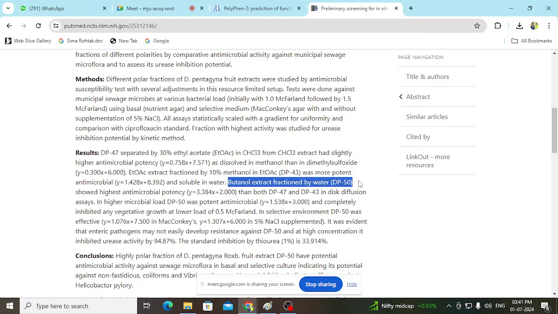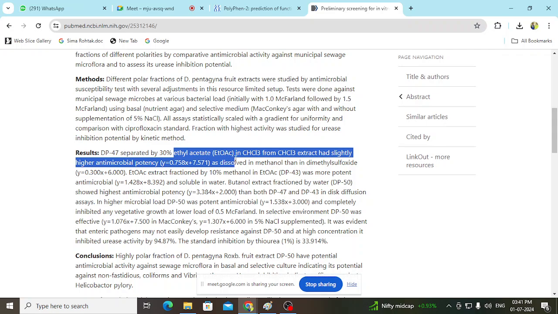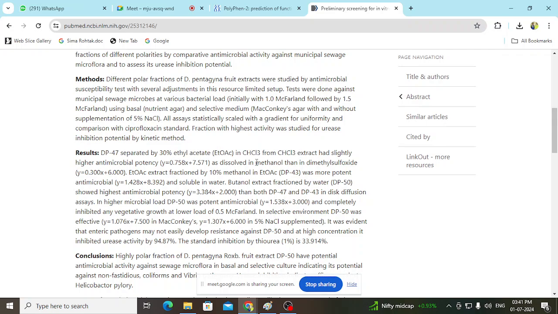So what happens? All these solvents, these are non-polar solvents. Here you see ethyl acetate is a non-polar solvent, ethyl acetate in chloroform. Then methanol and dimethyl sulfoxide both. Then there is methanol alone and there is butanol alone. These are alcohols basically. So we isolated the plant extract in these solvents, and then we found out if there is some amount of antimicrobial activity.